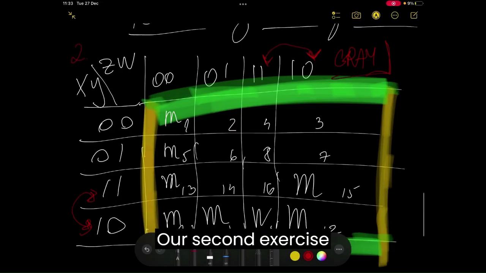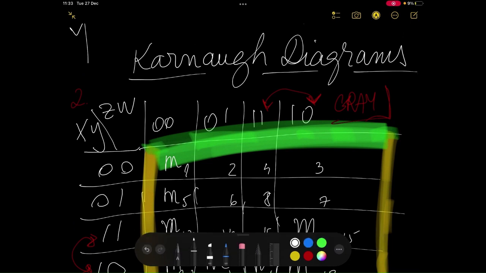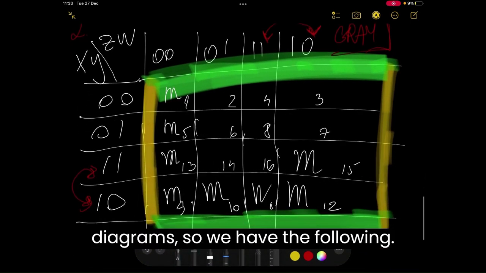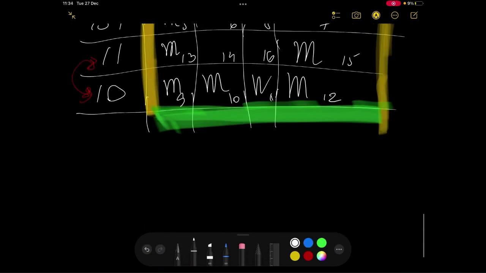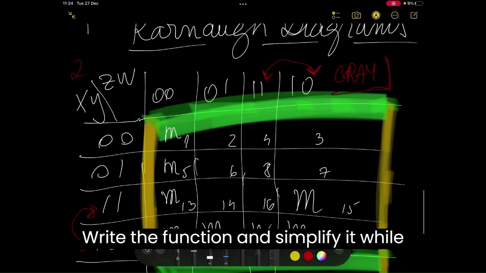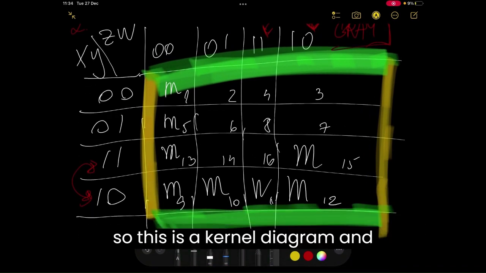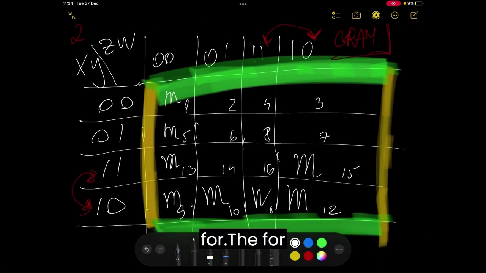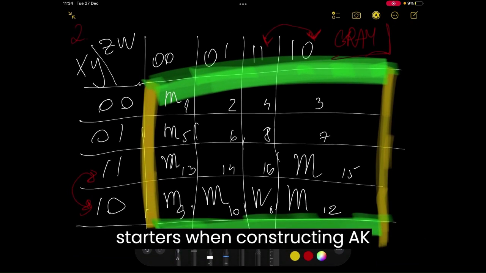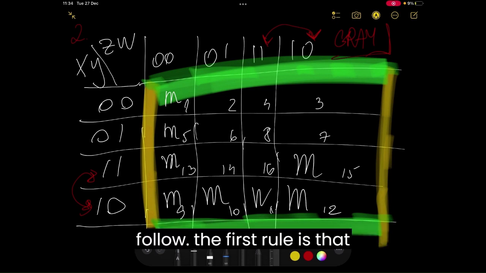Our second exercise in this chapter is about Karnaugh diagrams. So we have the following table, and we must write the function and simplify it while we're at it. Okay, so this is a Karnaugh diagram, and for starters, when constructing a K-map, there are some rules we have to follow.